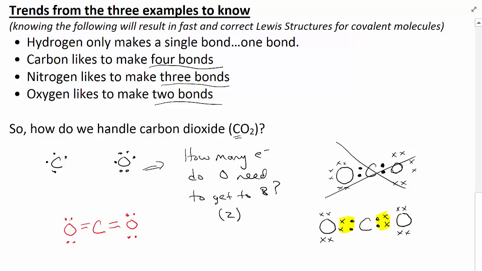And believe it or not, that fits our trend of carbons having 4 bonds about them. And also, notice that the oxygen has 2 bonds. Each oxygen has 2 bonds, which is also part of our trend. So carbon dioxide is an excellent example to show us how we need to keep track of the number of bonds that are the tendency for these atoms to make, and how the electrons get spread out about them, and where the lone pairs end up going.